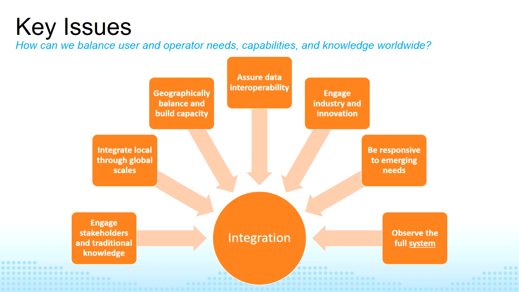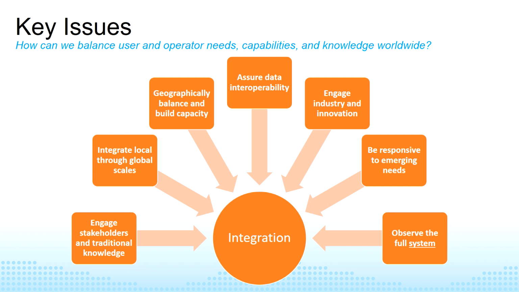Geographical balance and to build capacity. The ocean touches all shorelines, and yet our ocean observing capacity is lacking in some of those areas. We really need to focus our attention on getting the global south and other places that need capacity to build that so we have a more complete picture.